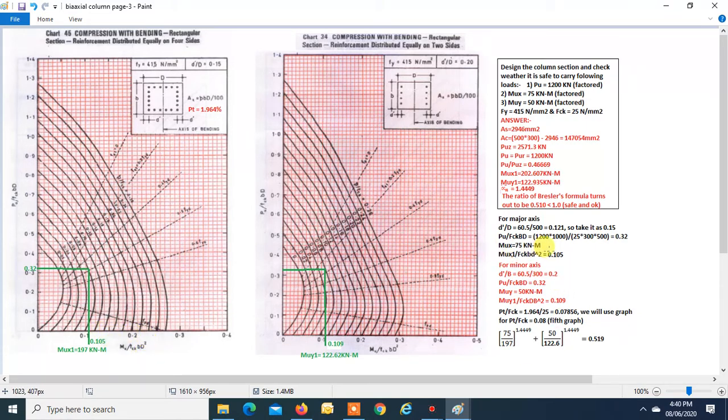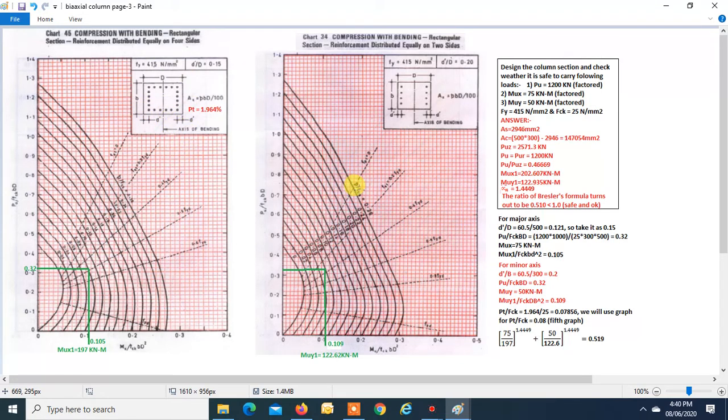When you find MUX1, it is found to be 197. The actual value which we found was 202, and from this graph we got 197. A little bit of difference is there because we are considering our section as reinforcement distributed equally on four sides, so a minor error is there because of this assumption.